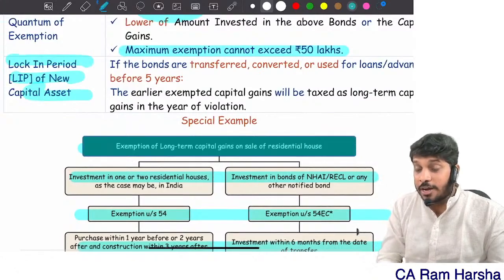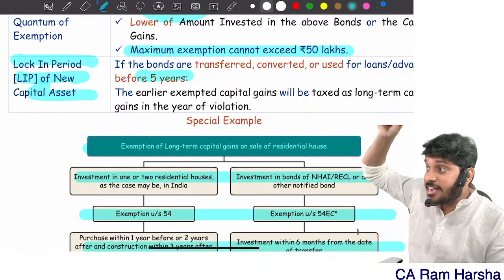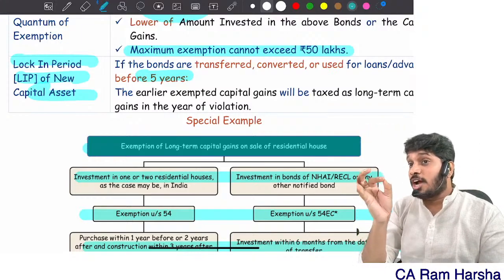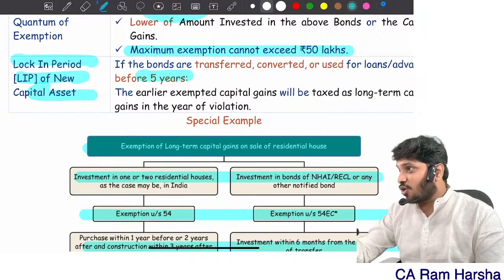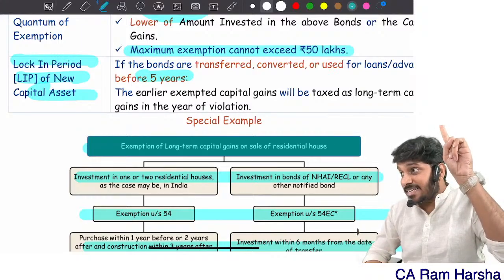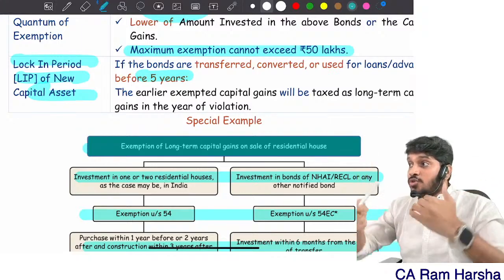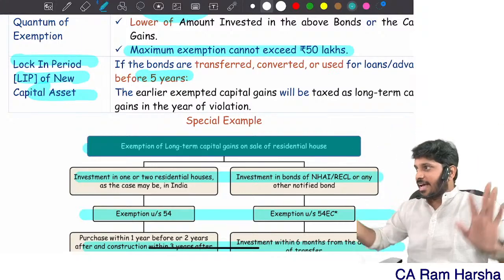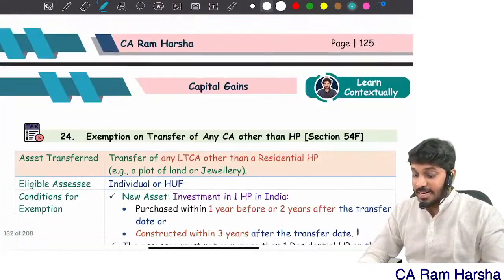Now, what is the lock-in period for bonds? 5 years. Within 5 years from the date of investment in the bond, you should not sell it. You cannot keep them in loan also. If you sell or keep them in loan, the earlier exemption given, up to 50 lakhs, is fully retaxable in the year in which you sell it or keep it as a loan. Able to understand? That is 54 EC.